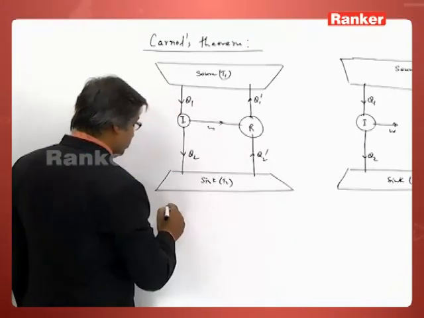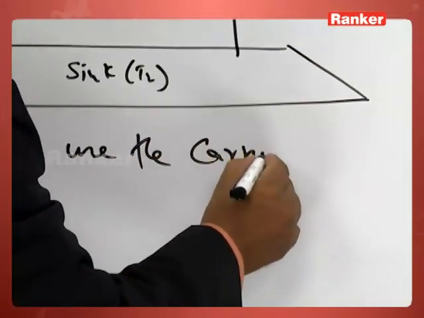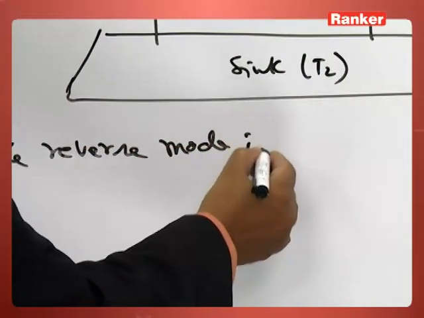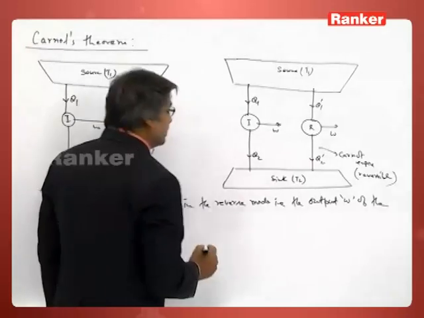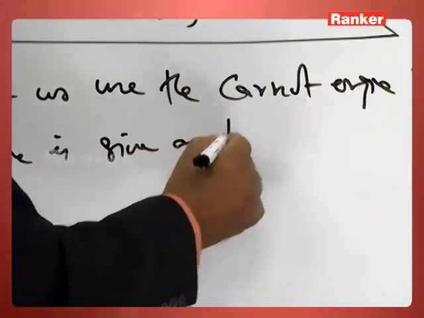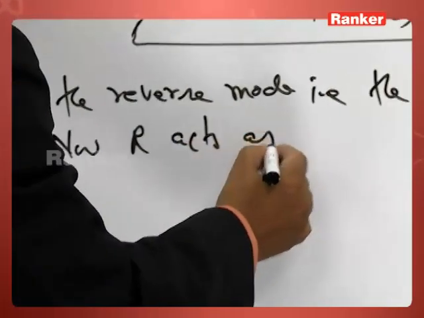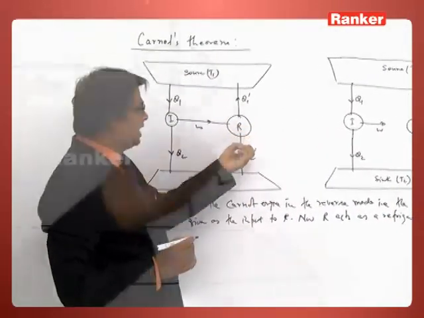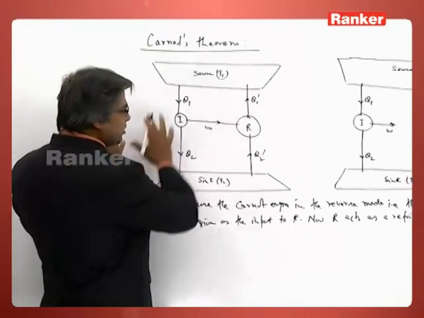So now let us use the Carnot engine in the reverse mode, i.e. the output W of the irreversible engine, the I engine, is given as the input to R. Now R acts as a refrigerator. So it takes Q2 dash amount of energy. With the help of work, it gives it to Q1 dash. So let us see what happens, what this system is becoming like.